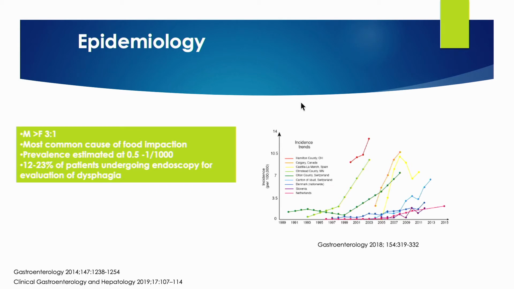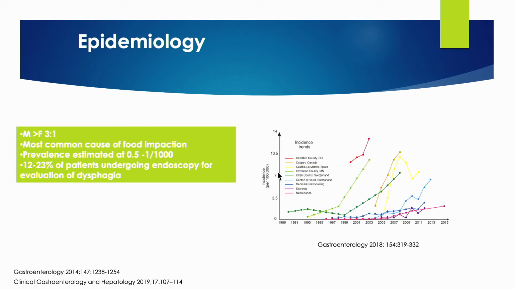With regards to epidemiology, this is an atopic disorder, and like other atopic disorders, it's male predominant with a 3-to-1 ratio. It is currently the most common cause of food impaction, and it has an estimated prevalence of 0.5 to 1 per 1,000. And it is a frequent cause of dysphagia in patients undergoing endoscopy for dysphagia. Over the last few decades, there's been an increase in incidence in many parts of the world. And this is not thought to be purely a better recognition of the disease.